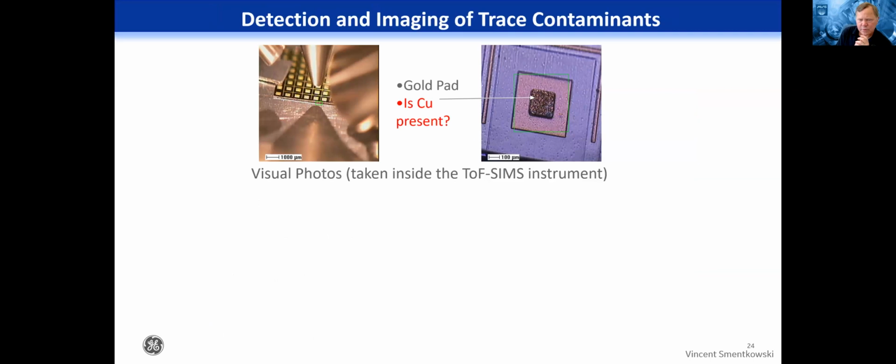So this is an old example. It was a device that was being fabricated. It's a gold pad. And the question at the moment was, is copper present in this small region? The sample was analyzed using a variety of techniques. They couldn't conclusively say if it was or wasn't present.